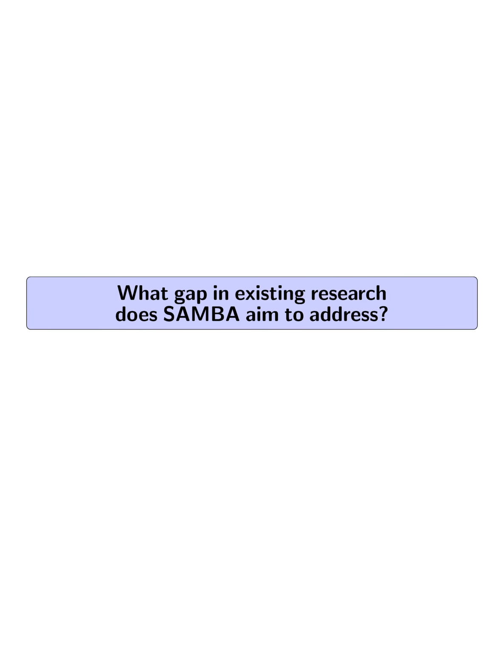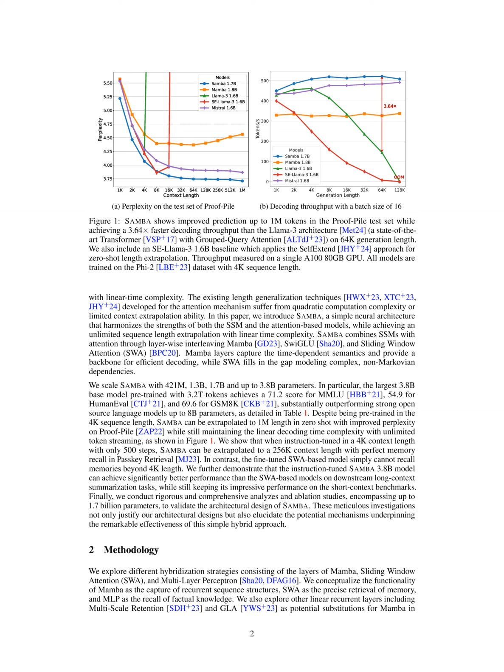What gap in existing research does SAMBA aim to address? SAMBA aims to address the gap in existing research by harmonizing the strengths of state space models, SSMs, and attention-based models to achieve unlimited sequence length extrapolation with linear time complexity. Existing models either suffer from quadratic computation complexity or limited context extrapolation ability.